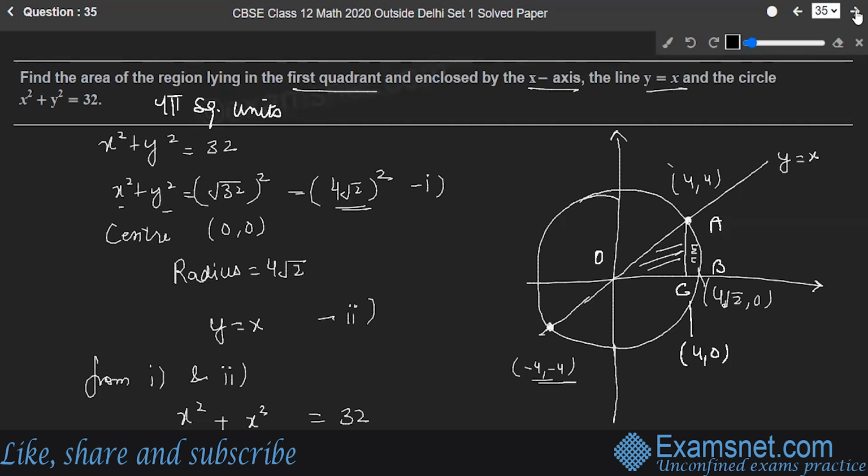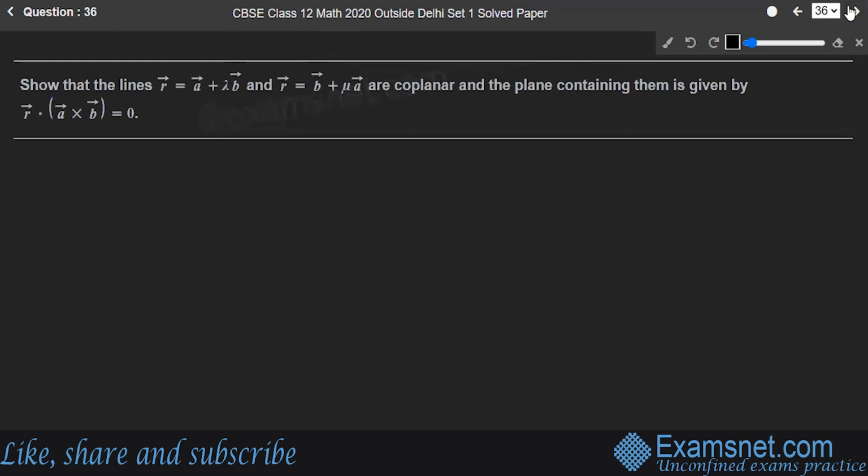So let's move to the last question of this paper. This is question number 36. You have to show that the lines R is equal to A plus lambda B and R is equal to B plus mu A are coplanar, and the plane containing them is given by this. Okay. So you have the two lines as A1 plus, let's say this is A1.